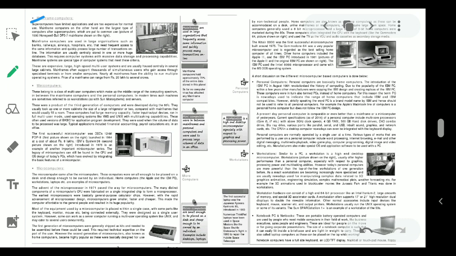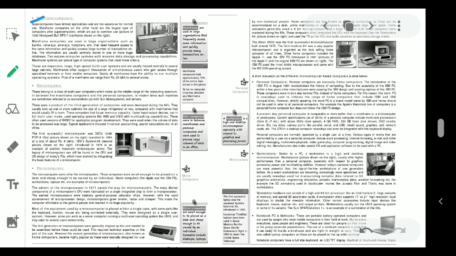Now we come to the next topic, that is the minicomputer. This belongs to the class of multi-user computers, which make up the middle range of the computing spectrum, just in between the mainframe computer and the personal computer. This is a product of the third generation of computers. They have large memory capacity and faster input-output devices, and actually run in full multi-user mode.